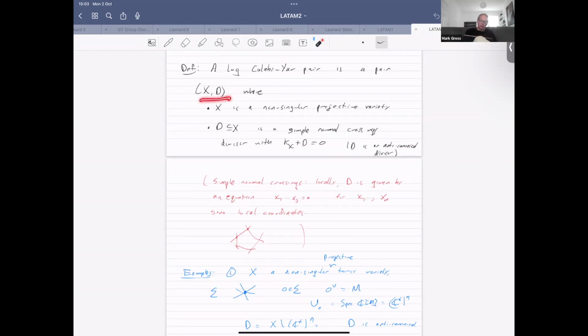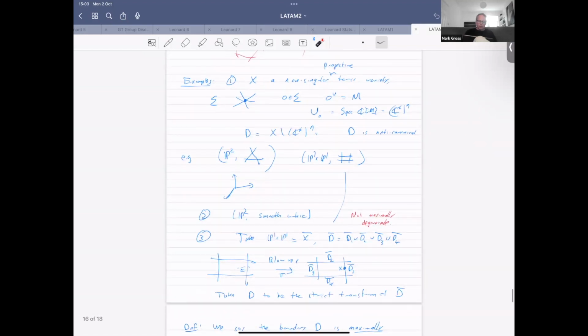So we have the pair (X, D). X is a non-singular projective variety. D is a simple normal crossings divisor with K_X plus D equals 0. So it's what we call an anti-canonical divisor, linearly equivalent to minus K_X. So the typical picture, for example, for a surface would have D to be a cycle of P1s, like that.